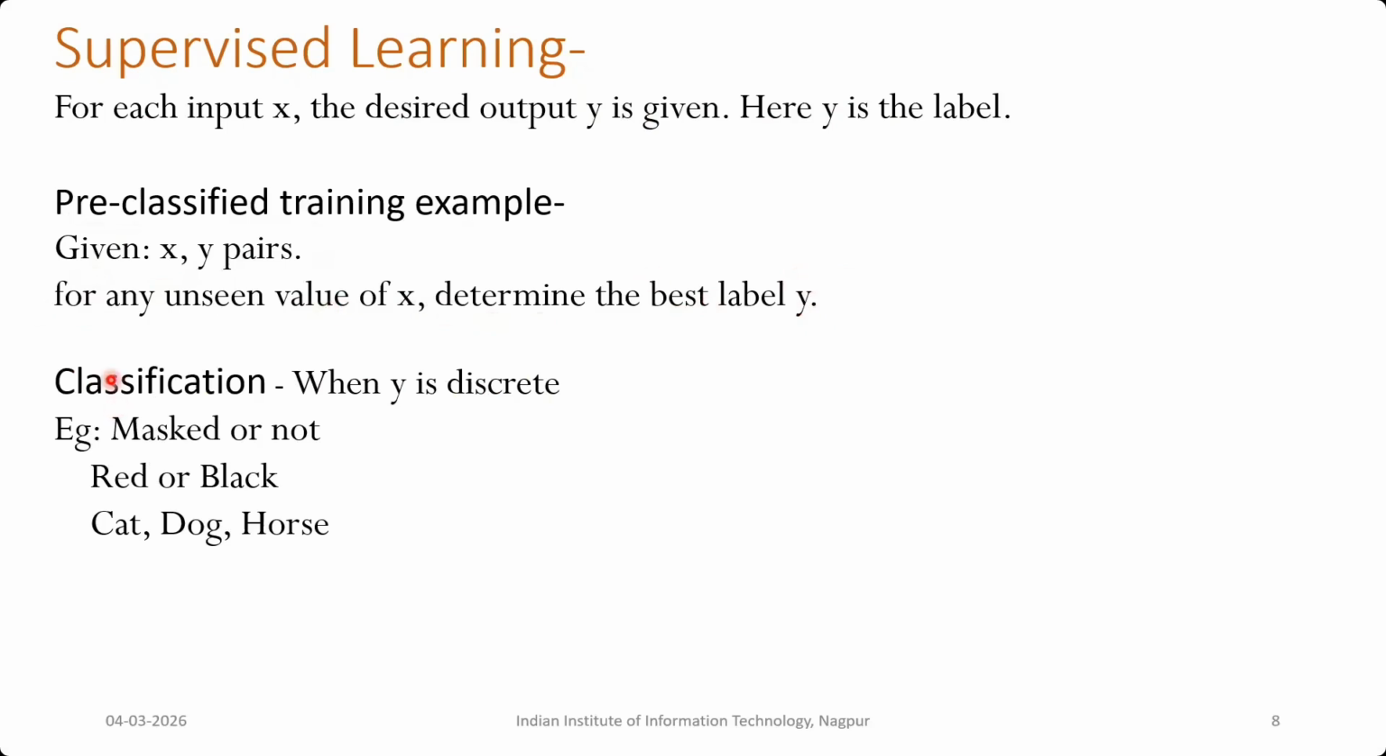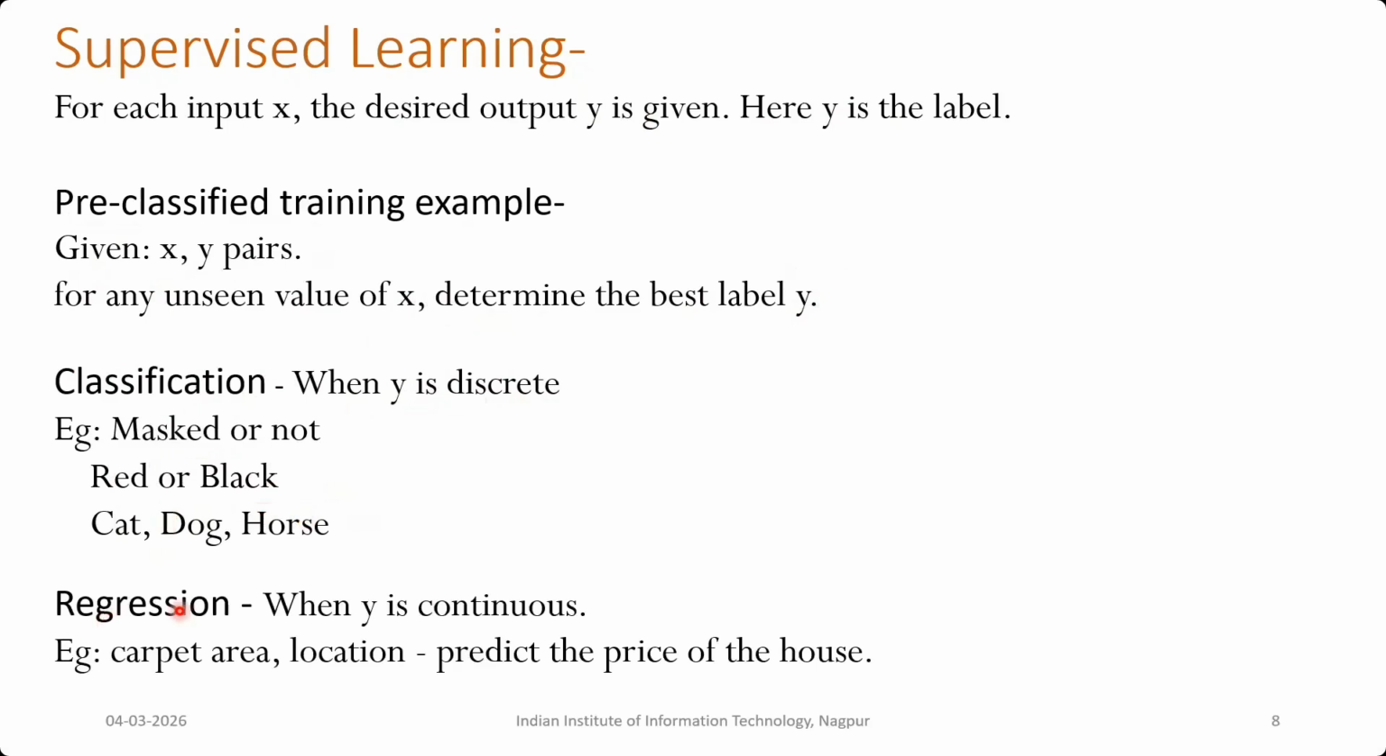In classification, when y is discrete, we have to apply classification algorithms. Examples for y are whether it is masked or not masked, whether it is red or black. It can be a three-class classification problem: if I'm provided with a set of images, y can be cat, dog, or horse. And in regression, y is actually a continuous value.